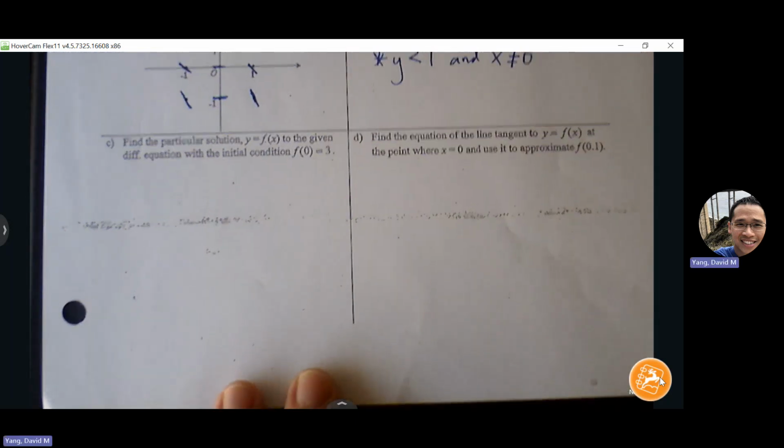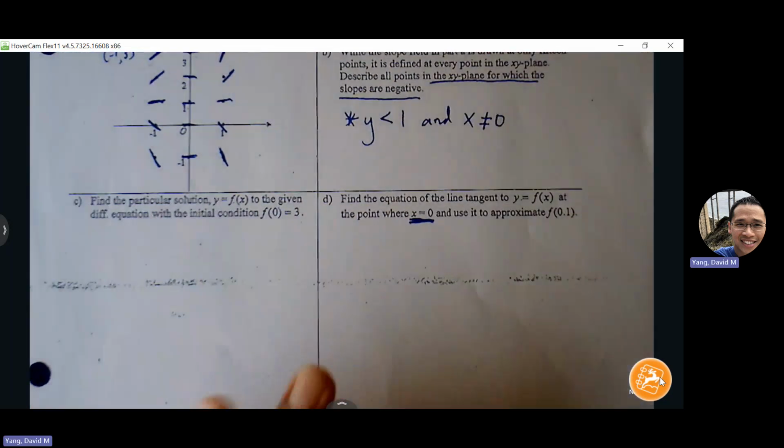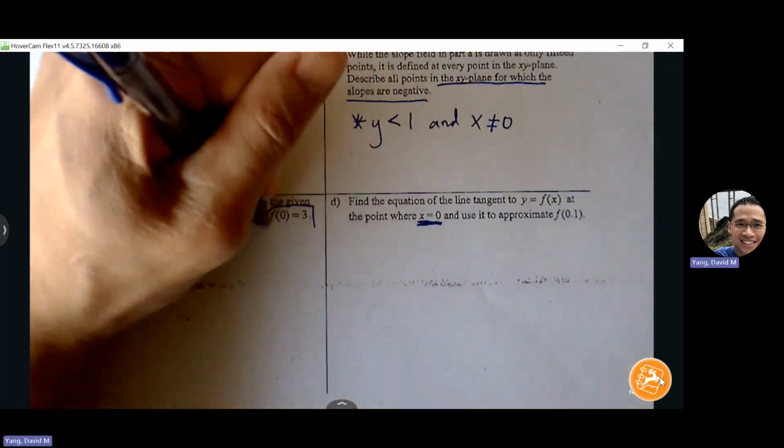Okay, next part, part D says find the equation of the line tangent to the function at the point where x equals 0. So tangent line equation, this is a first semester topic. What information do we need to get a tangent line? Okay, we need to find the slope and the ordered pair, right? So what's our ordered pair going to be? There's something somewhere else that gives us that ordered pair? Yeah, 0, 3. There's our ordered pair.